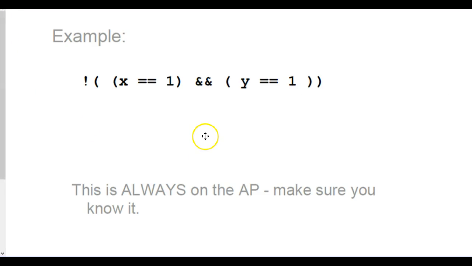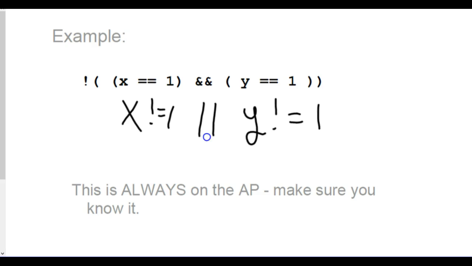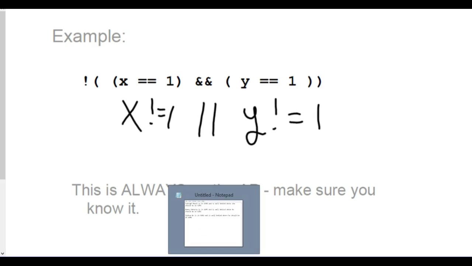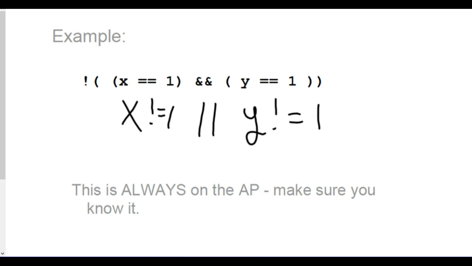So here's an example. We would say, well, the opposite of this would be x is not equal to 1, or y is not equal to 1. So there's a code example for you. This is always on the AP exam, so make sure you know how to do it. Always, always, always on the AP exam. They love having you compare conditions and seeing which ones are the same.